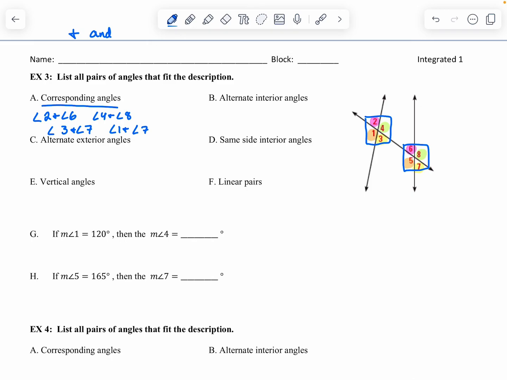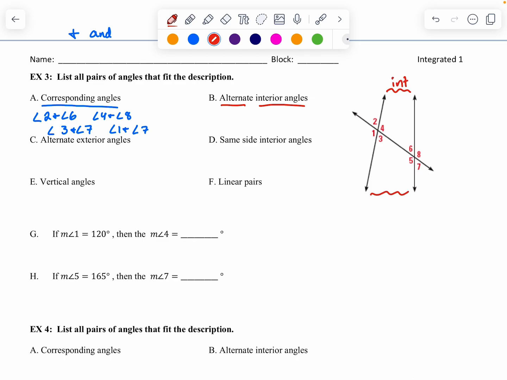Okay, next one, we've got alternate interior angles. So I'm going to erase what I've done so far over here. So interior, we're looking on the inside, so between the two lines, this is interior. So alternate interior. I see angle 4 is on the inside. So if I go across alternating, that's going to be angle 5. So angle 4 and angle 5 are alternate interior.